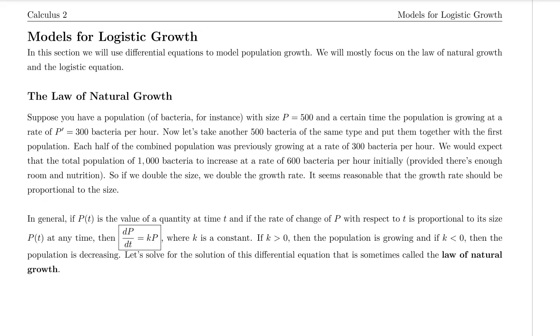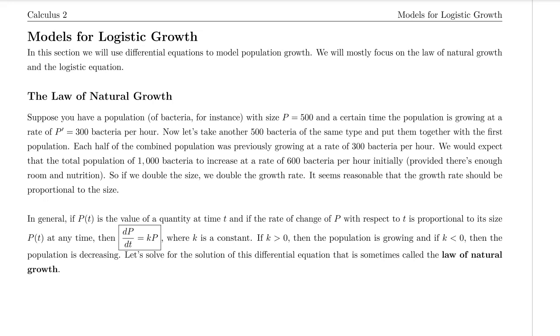The law of natural growth says, suppose you have a population of bacteria, for instance, with size P equals 500, and at a certain time the population is growing at a rate of P prime equals 300 bacteria per hour.